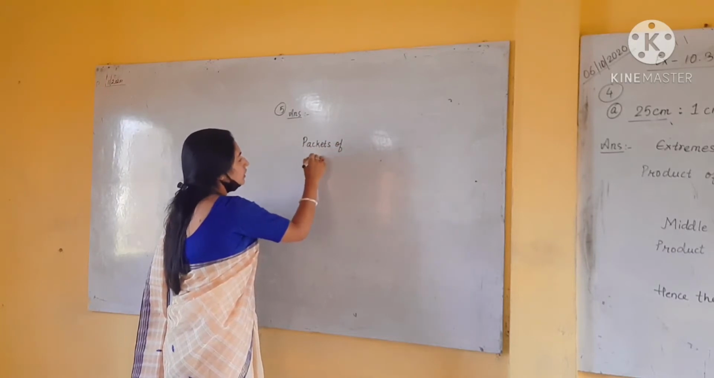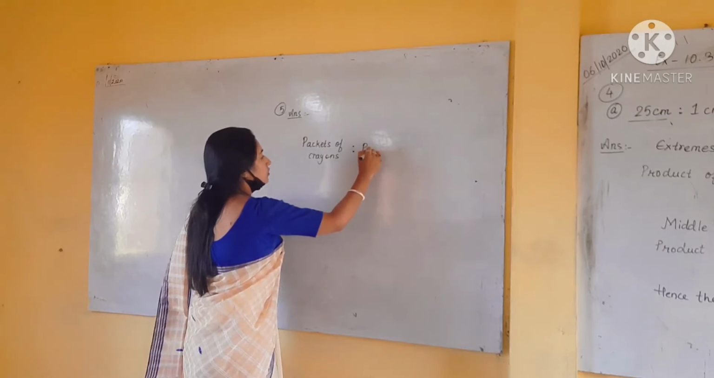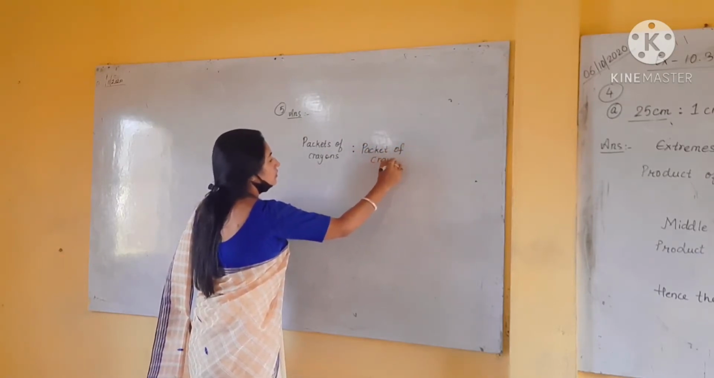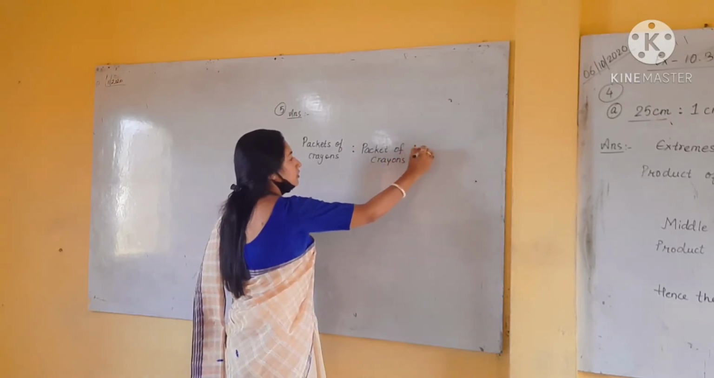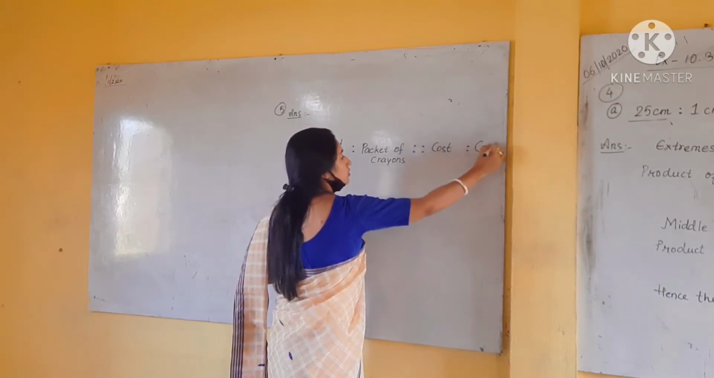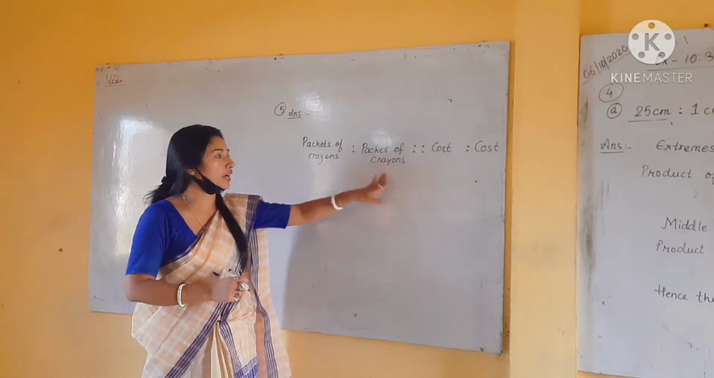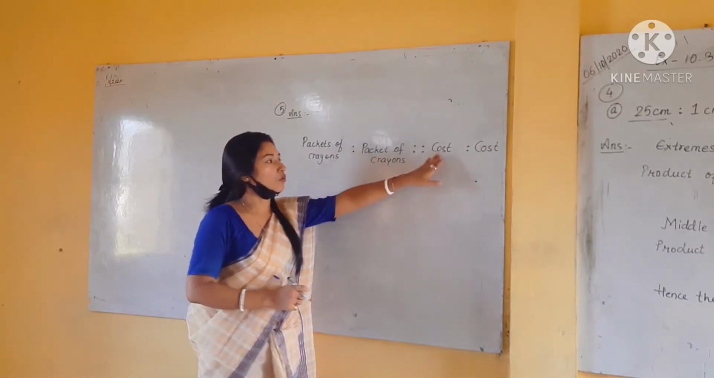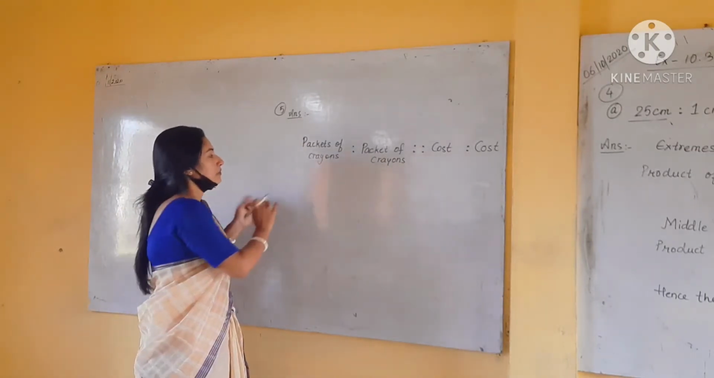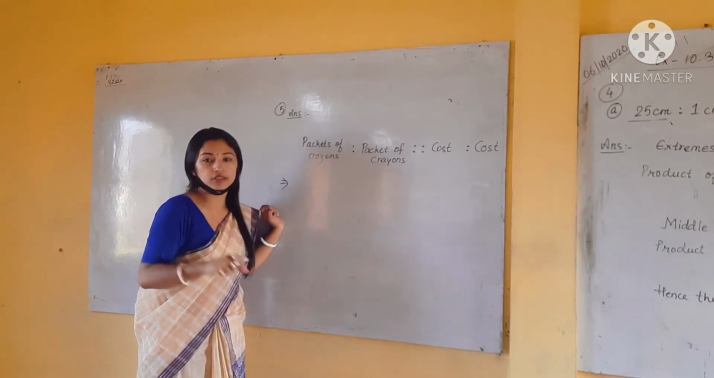Just see first, then after that you will write packets of crayon is to packets of crayon, cost is to cost. So what I have written is packets of crayon is to packets of crayon is equal to cost is to cost. First of all, how many packets of crayon are given in the first sentence? Just see.